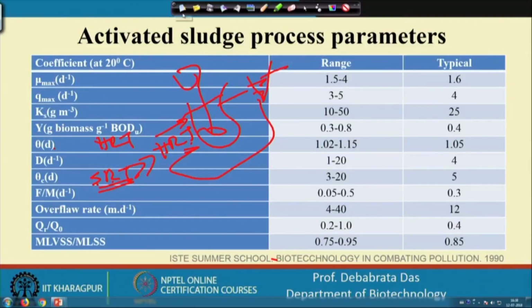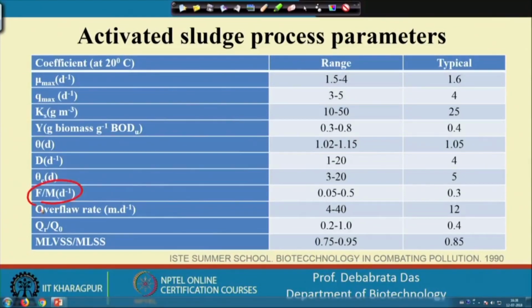Now, another important thing is the food to microorganism ratio, which plays a very important role. It is the ratio of how much biodegradable organic matter is to be converted per unit cell mass concentration. This is the recycling ratio and this is the MLVSS ratio, which also plays a very important role. These are the different parameters that are essential for the operation of the activated sludge process.